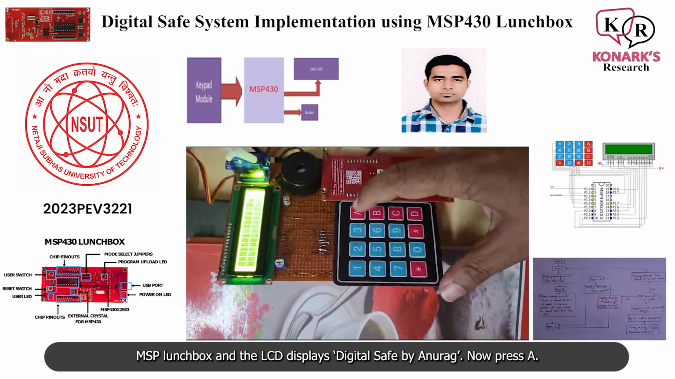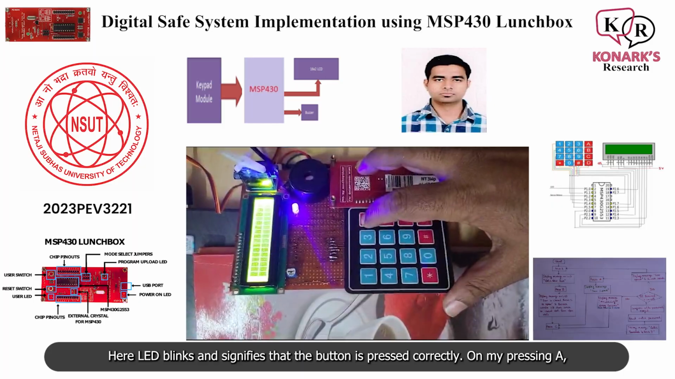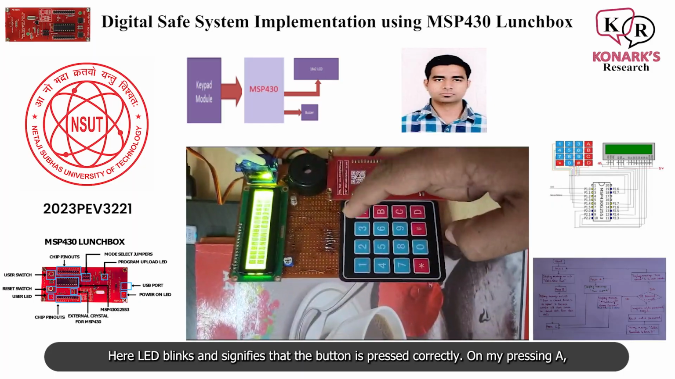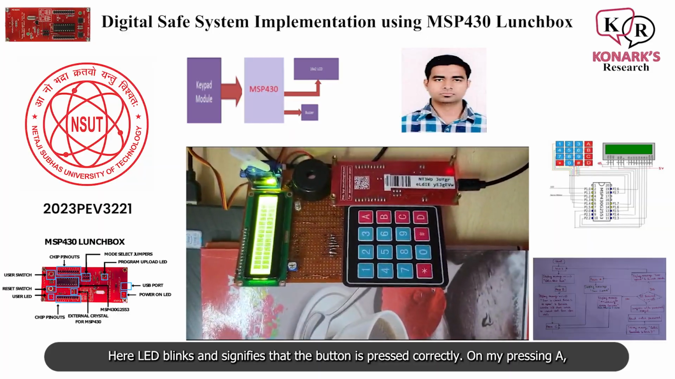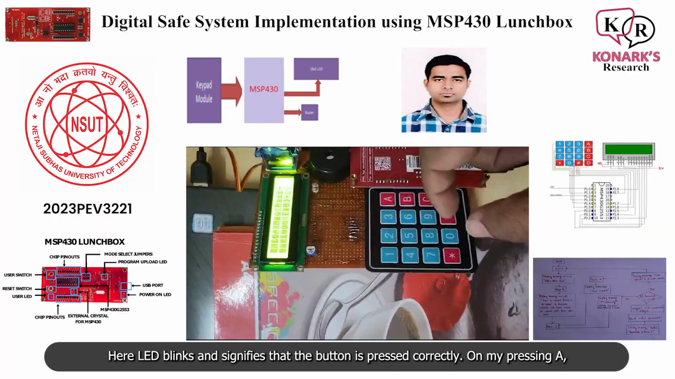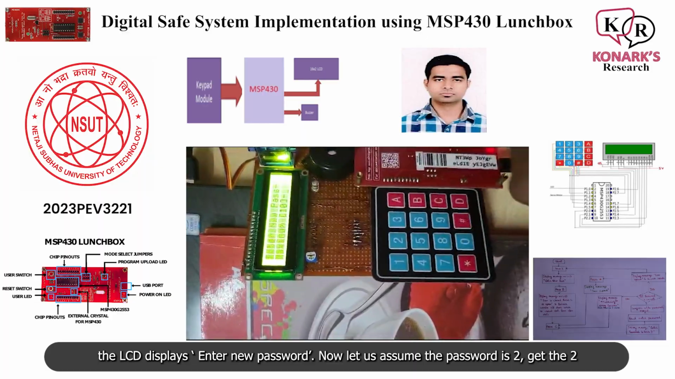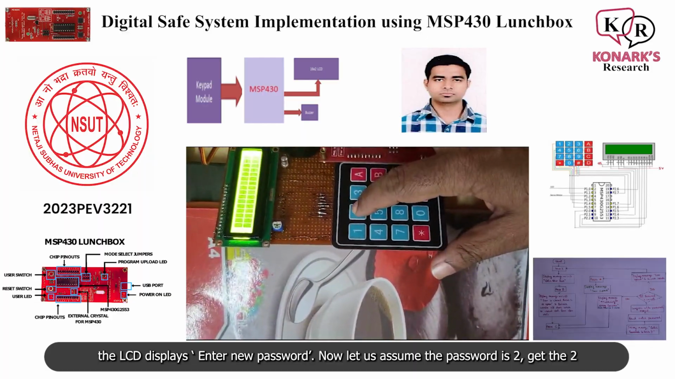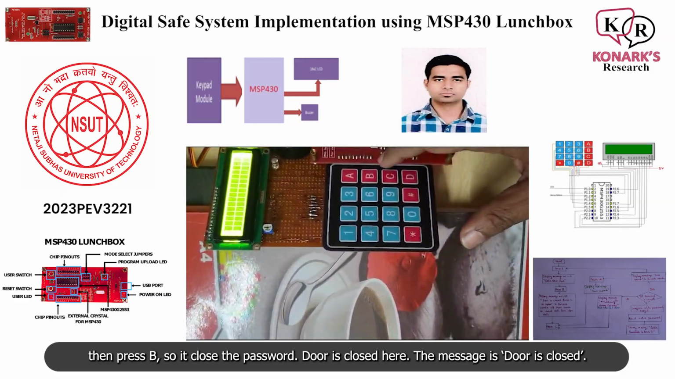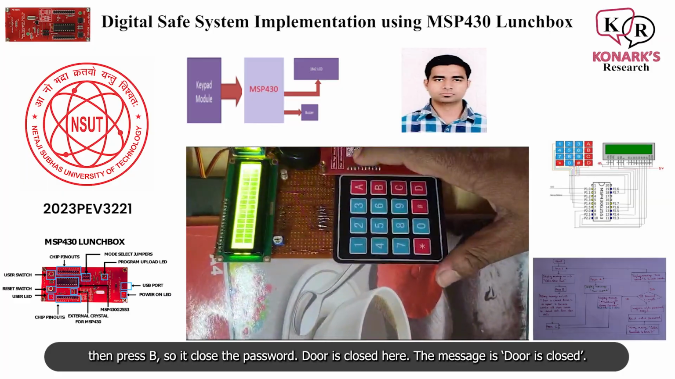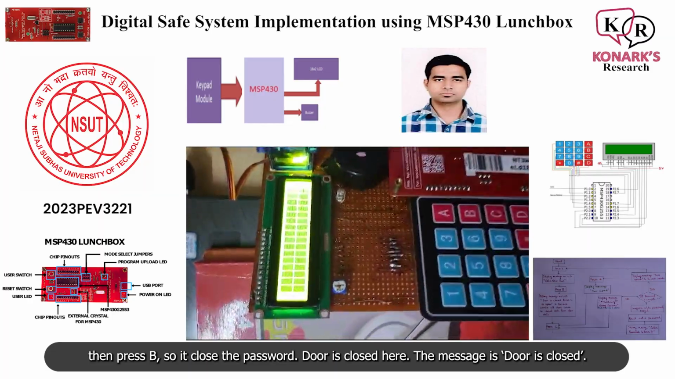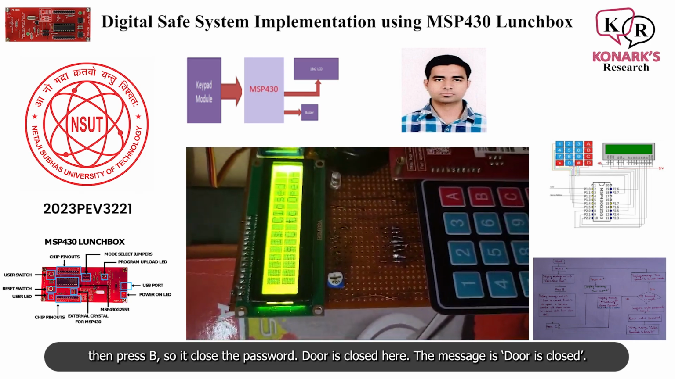Now press A. Here the LCD blinks, it signifies that the button is pressed correctly. Now by pressing A, the LCD displays enter new password. Let us suppose the password is 2, we enter the 2 and then press B. So it stores the password and the door is closed. Here the message is door is closed.